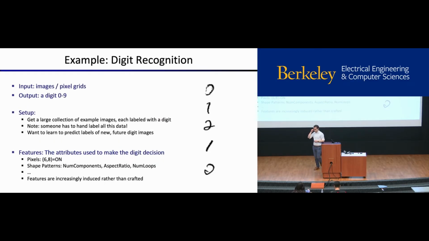Here's another example. This is also a classification example. Imagine that we are the post office and we see some zip codes. We see them one digit at a time, and we want to recognize these handwritten digits and figure out what the zip code was that was on the envelope.